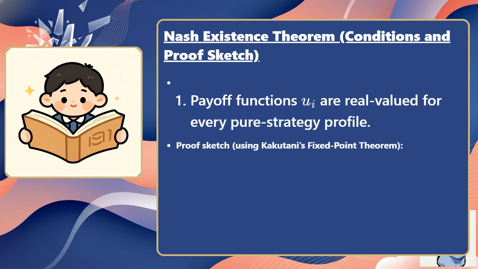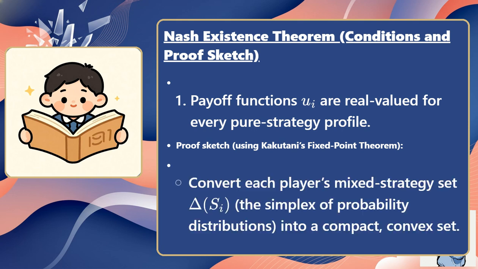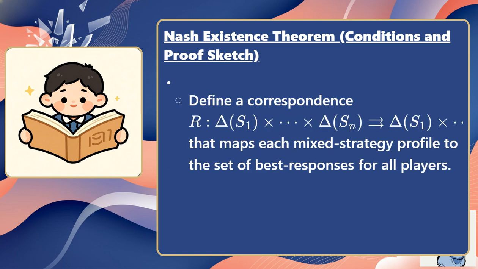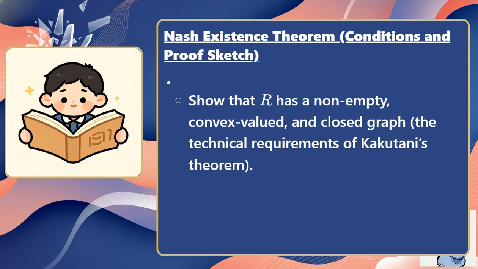Proof sketch using Kakutani's fixed point theorem. Convert each player's mixed strategy set ΔS_i, the simplex of probability distributions, into a compact convex set. Define a correspondence R: ΔS_1 × ... × ΔS_n → ΔS_1 × ... × ΔS_n that maps each mixed strategy profile to the set of best responses for all players. Show that R has a non-empty, convex valued and closed graph, the technical requirements of Kakutani's theorem.